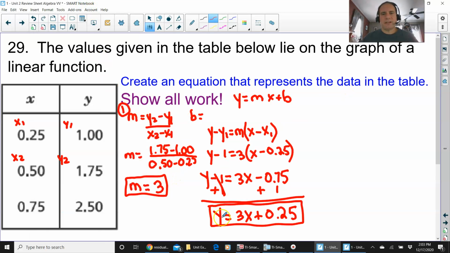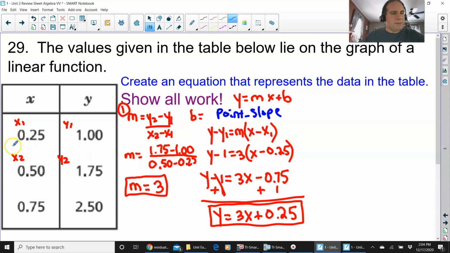Create an equation that represents the data in the table. This is the equation. You are finished. Another way that you could possibly do this without the point slope formula, so you're using the slope formula and then the point slope formula, to get the equation of the line in slope intercept form.